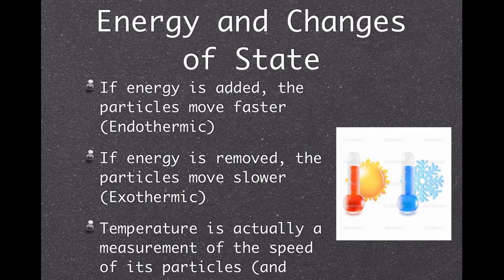So really what we're getting at when we're talking about changes of state is actually the amount of energy. If energy is added to a substance, then the particles are going to move faster. Therefore, it's going to go into a different state of matter. If we're adding energy, it's called an endothermic change. If the energy is removed, if we're taking it away, the particles are going to move slower, and that is called an exothermic change. Temperature is actually a pretty good measurement of the speed of the particles, and therefore it gives us a clue as to its energy.